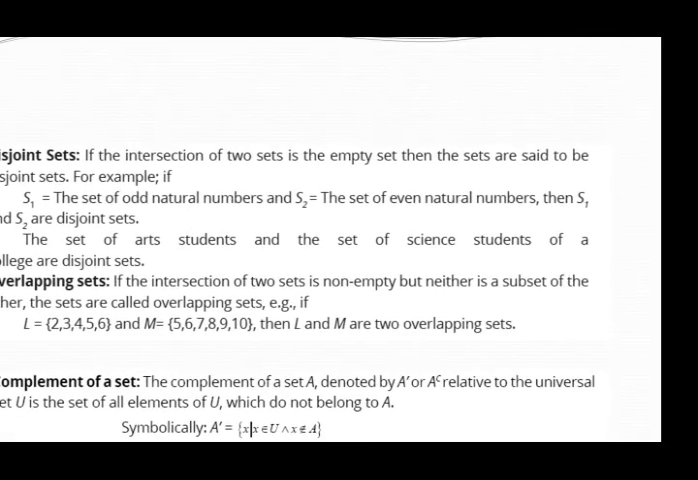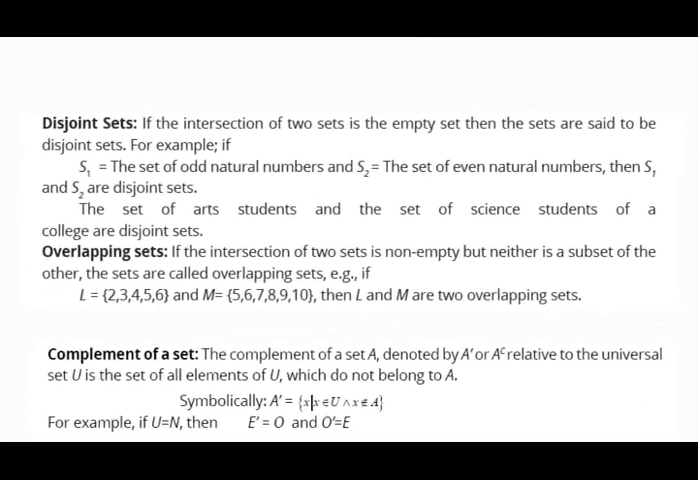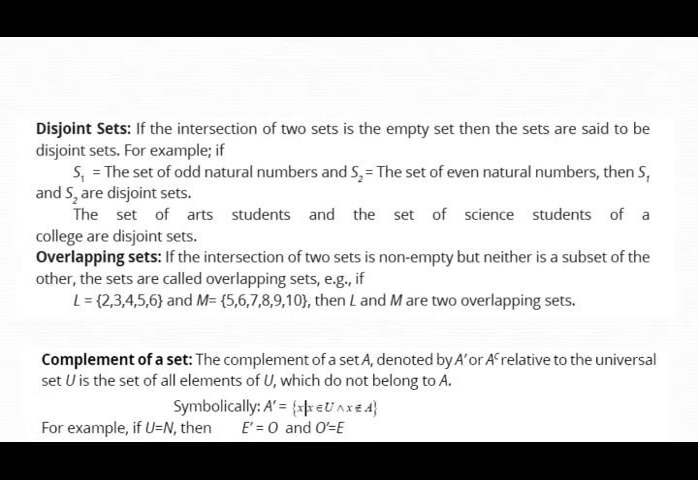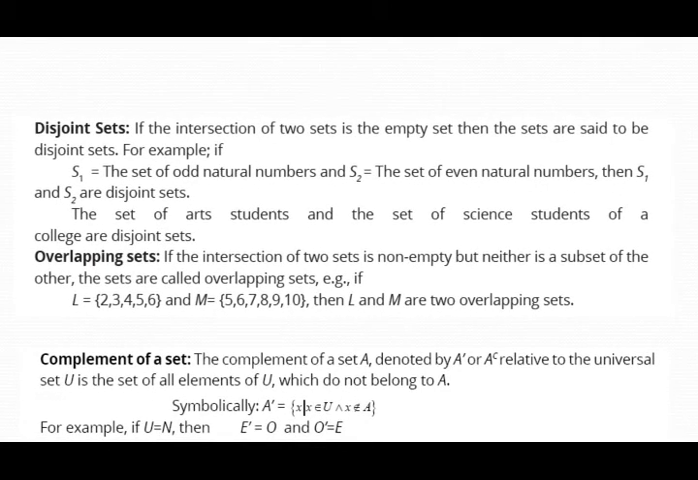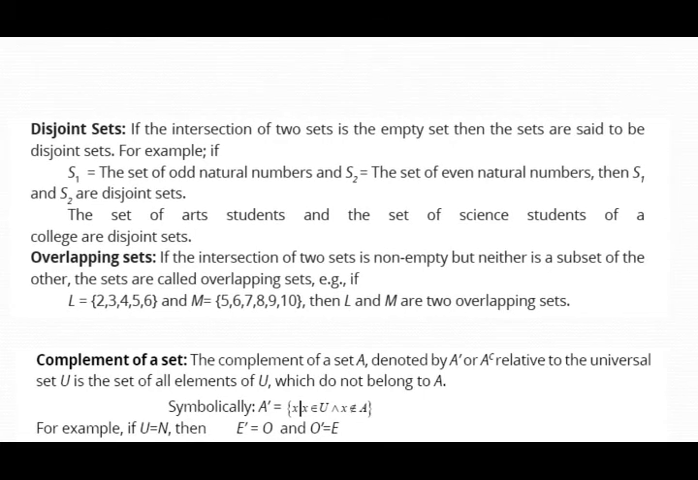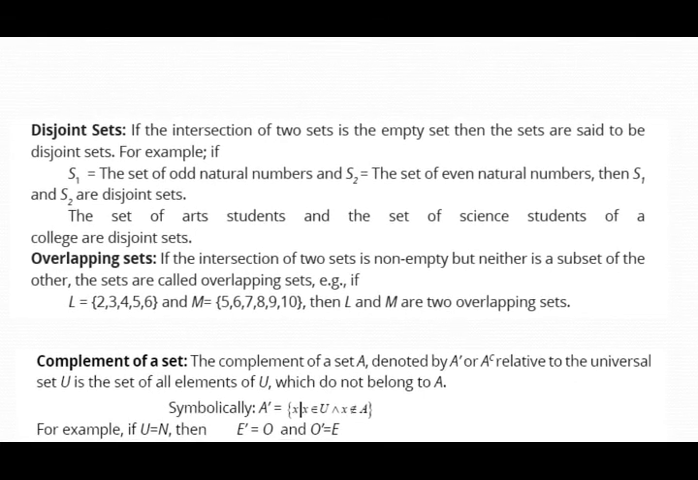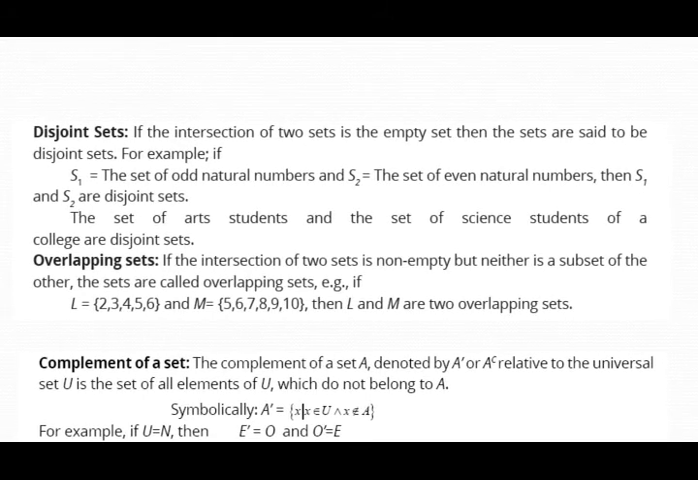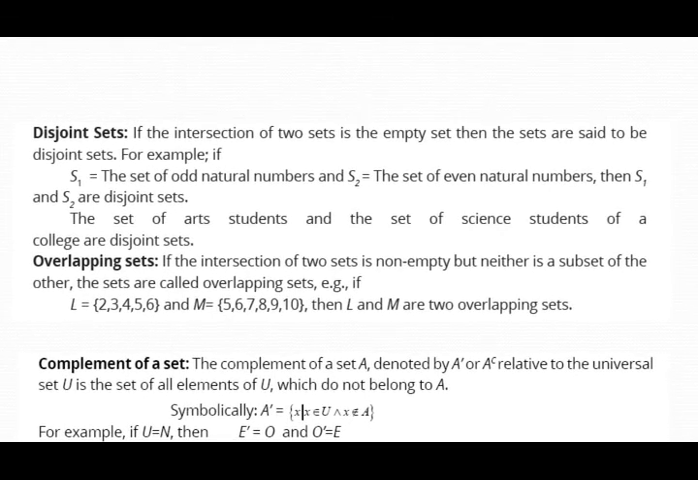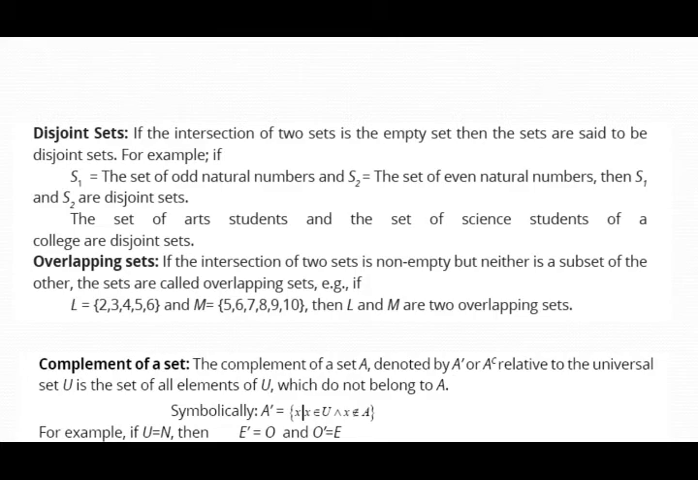Next is disjoint set. If the intersection of two sets is the empty set, then the sets are said to be disjoint sets. The set of odd natural numbers and the set of even natural numbers, these two sets are disjoint because they have no common element.